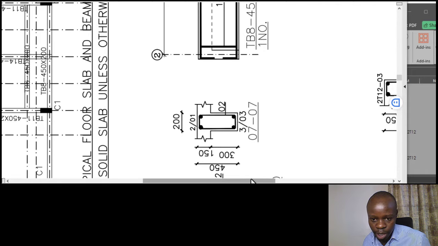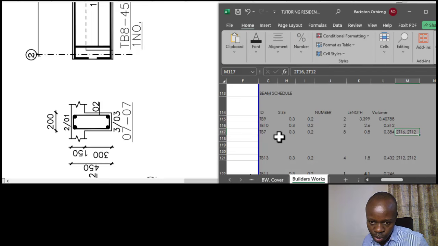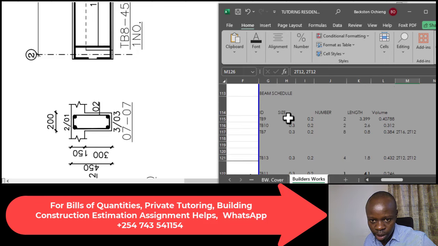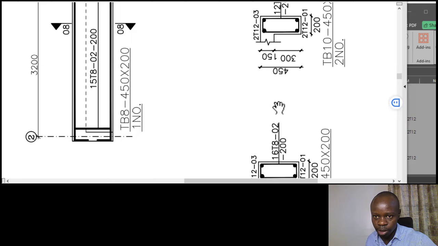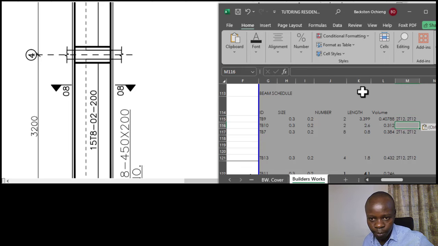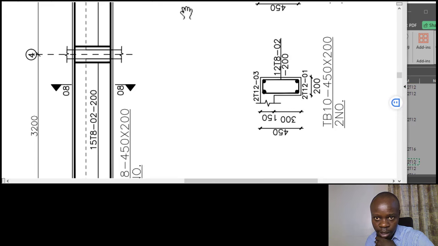We've done TB8, there are a few remaining. TB9 is T12 to the top and T12 to the bottom, two of them. So TB9 is T12. Where is TB9? TB9 is here. So we need TB10 that is. TB10 is 12, 12 as well. That is TB10. It's T12, T12. Alright, then we go to TB11.